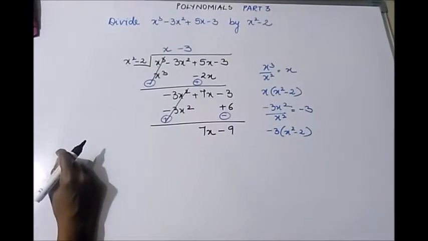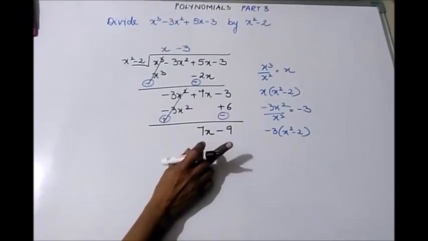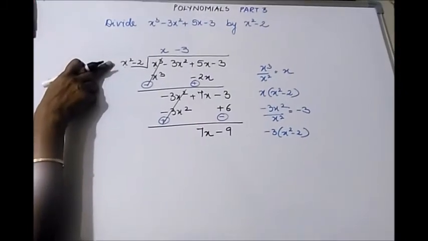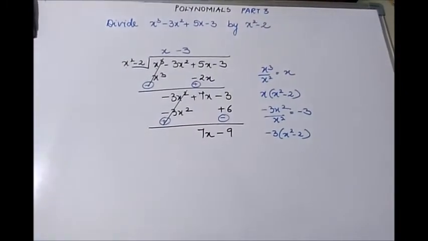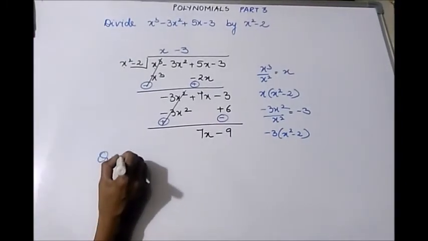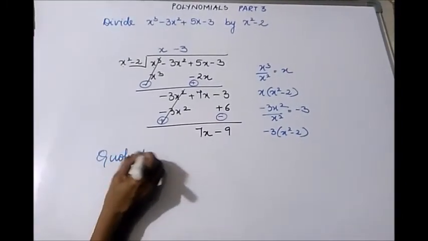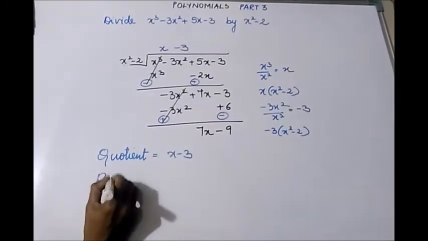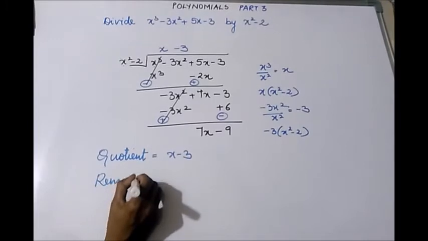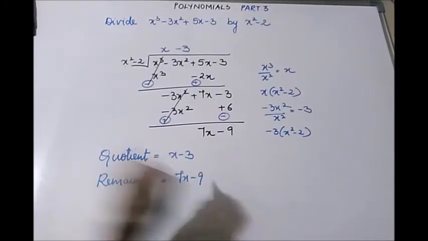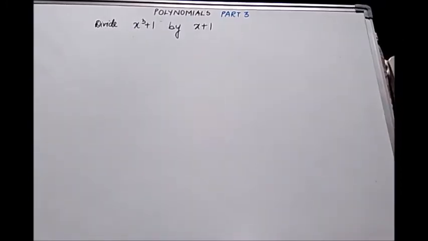Here we have 7x. Minus 3 minus 6 will give me minus 9. Now, can I divide it further? No, because the degree of the remainder is less than the degree of the divisor. Hence, we cannot divide it further. So, we find the quotient is x minus 3 and the remainder is 7x minus 9.